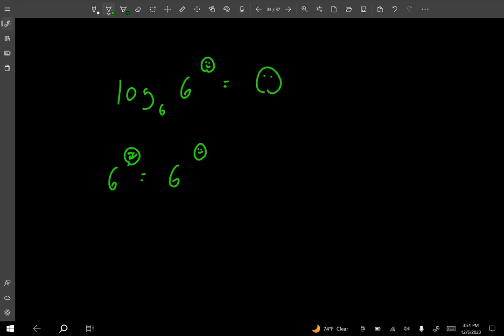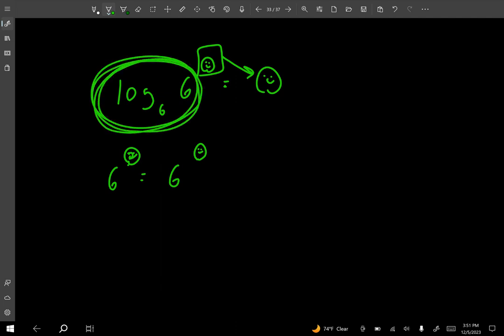So that's the answer. But what you can notice is that whatever is up here ends up being by itself down here, which means when I put this log on this base of 6, these things just cancel out, and all I'm left with is that exponent. And that's the tool we need. We need to be able to cancel out that base. All right? So we can use that to our advantage.